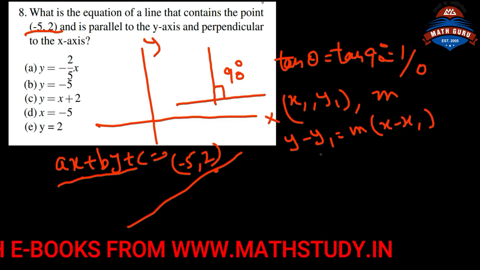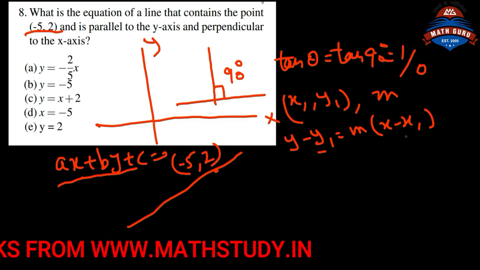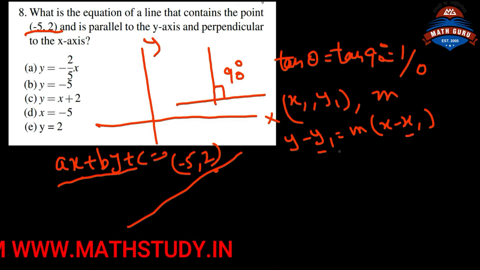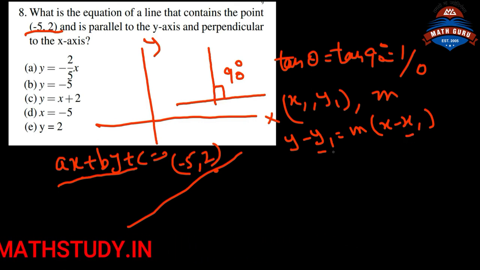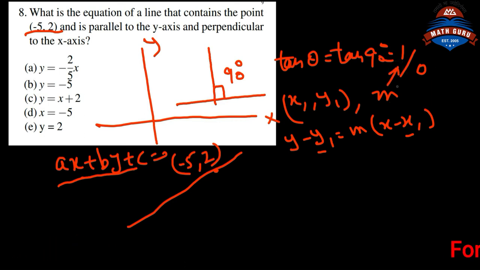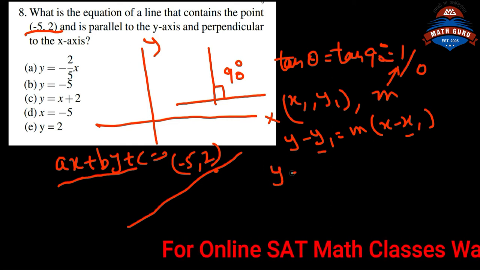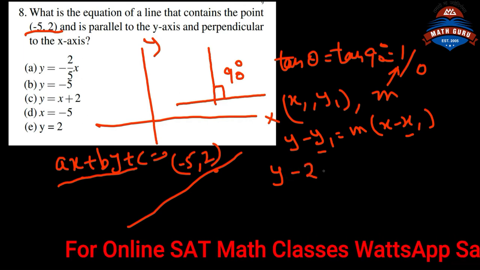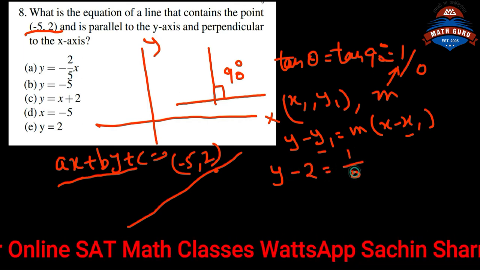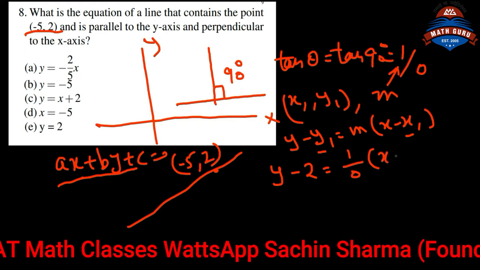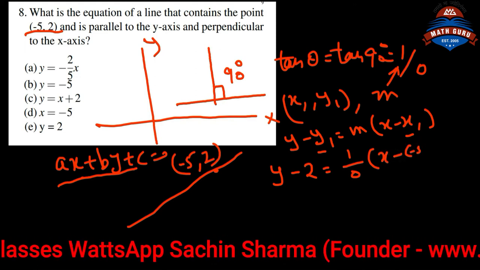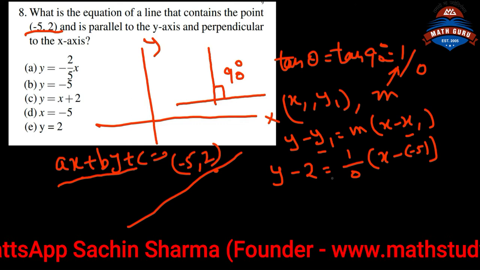So this is basically a point which is given. That means we have this particular point x1 comma y1 and the slope of the line is m, which is 1 by 0 here, right? So we can just put the values of x1 and y1 here, like this: y minus y1, y1 is nothing but 2, and slope is 1 by 0 here, and x minus of minus 5, right? So x minus of minus 5 here.